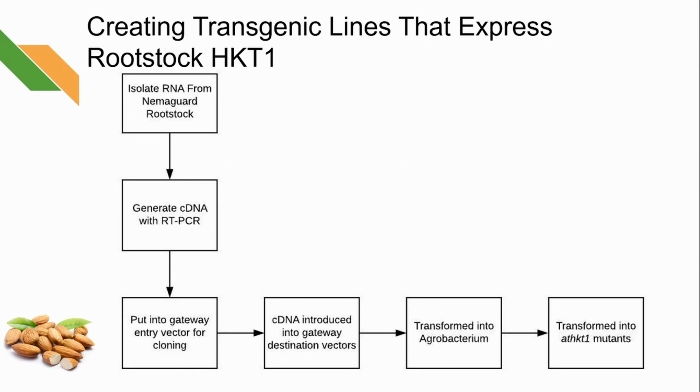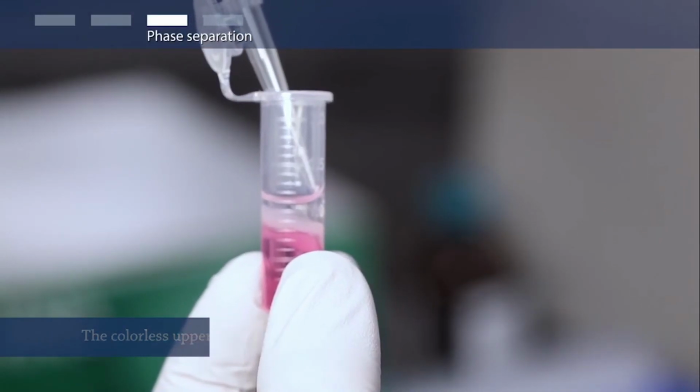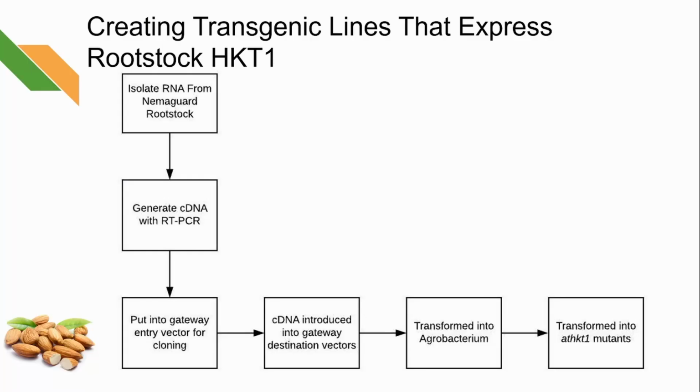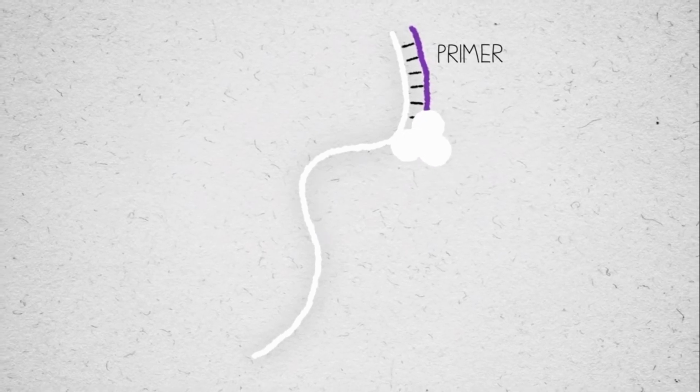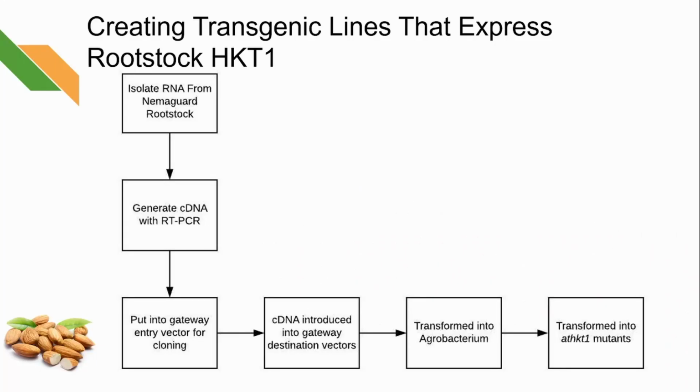Of course, first we have to generate the transgenic lines. The process goes something a little like this. After selecting tissue from the rootstock, we can isolate RNA using a TRIzol reagent. Using reverse transcriptase PCR, we generated the cDNA of the rootstock HKT1. The next step was to clone the gene.